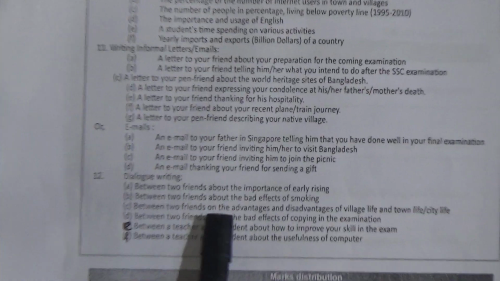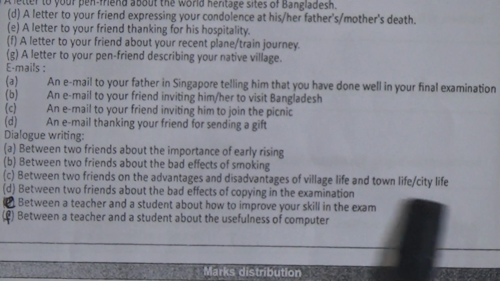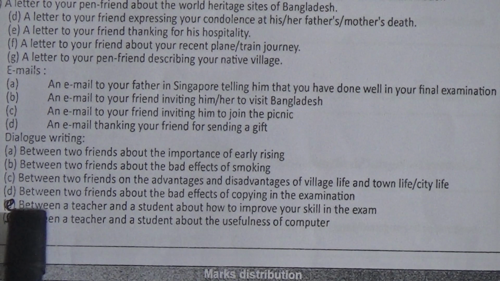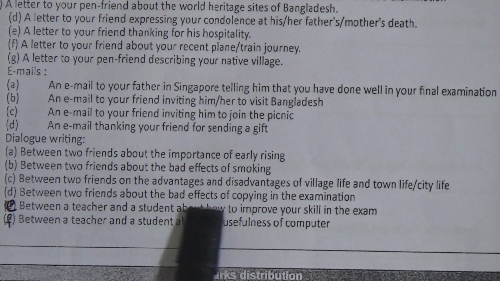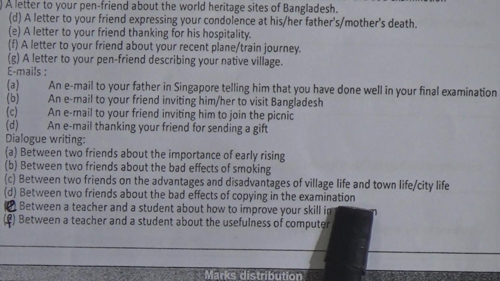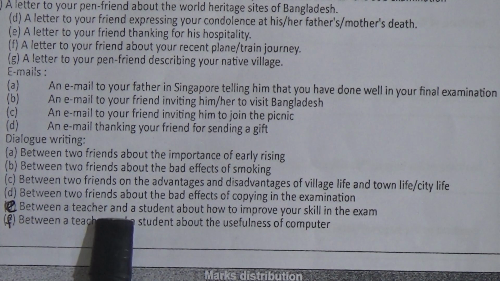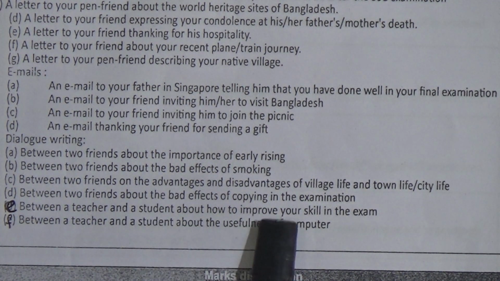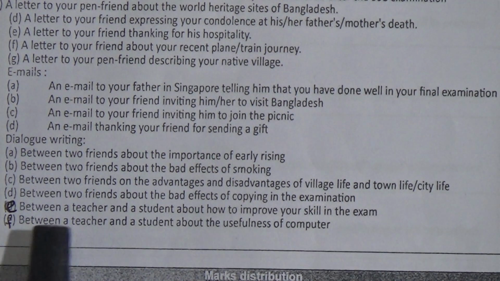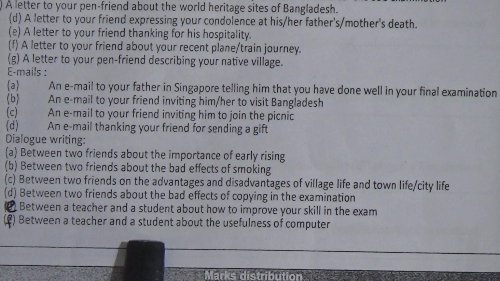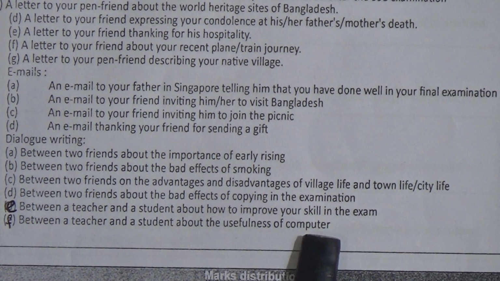Number C, between two friends on the advantages and disadvantages of village life and town life or city life. Number D, between two friends about the bad effects of copying in the examination. Number E, between a teacher and a student about how to improve your skill in the exam. And at last, between a teacher and a student about the usefulness of computer.